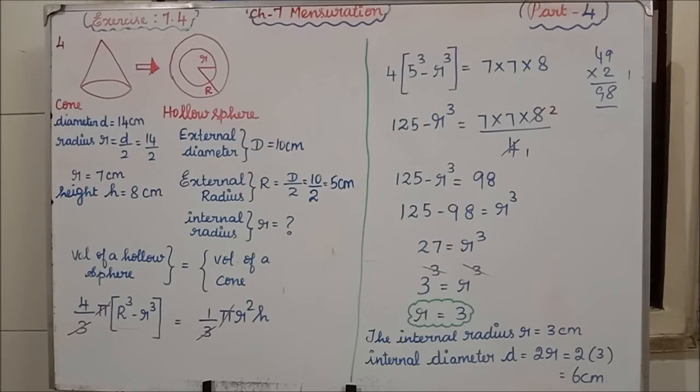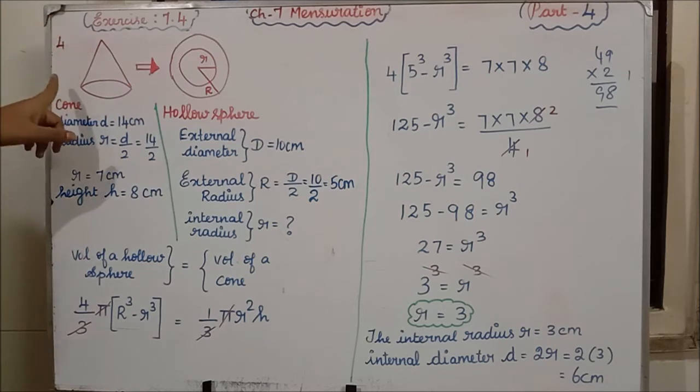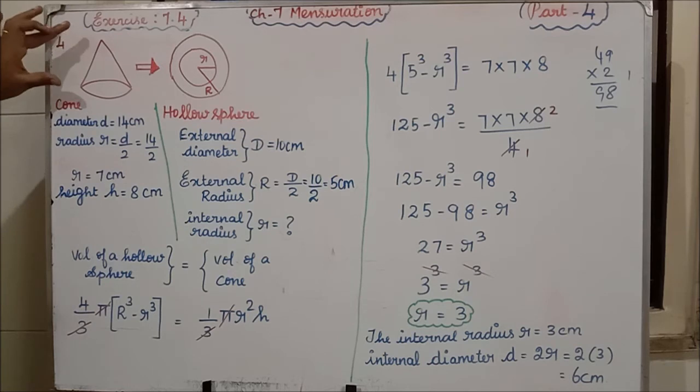We are now in the fourth question. See the fourth question in your book. A solid right circular cone, with a diameter of 14 centimeter and a height of 8 centimeter, is melted to form a hollow sphere.